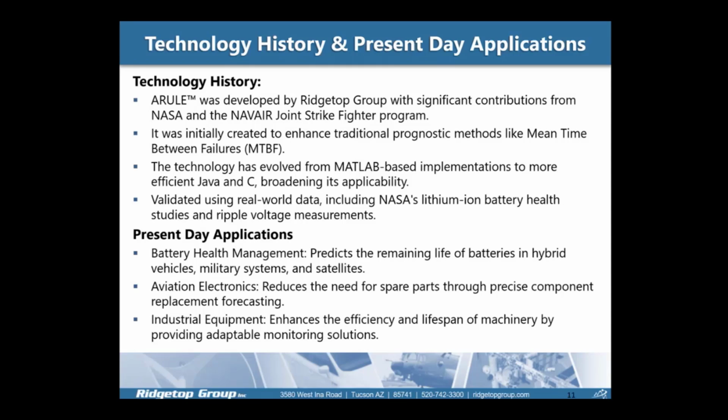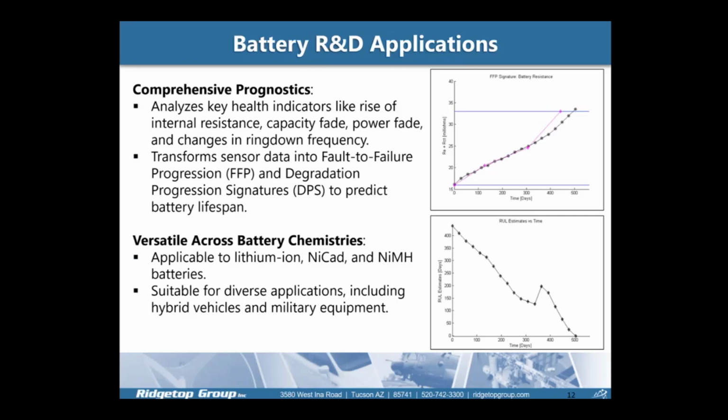Some of the battery R&D applications is something we haven't highlighted in previous webinars for ARULE, so this is something we plan to do today. Here on the right, we can see two different plots for some of the lithium ion testing data that was done with NASA through one of those early stage SBIR contracts. Here we can see there were approximately 475, I believe is the correct number, days, and they set a functional failure threshold at about 32.5% for the rise of internal resistance.